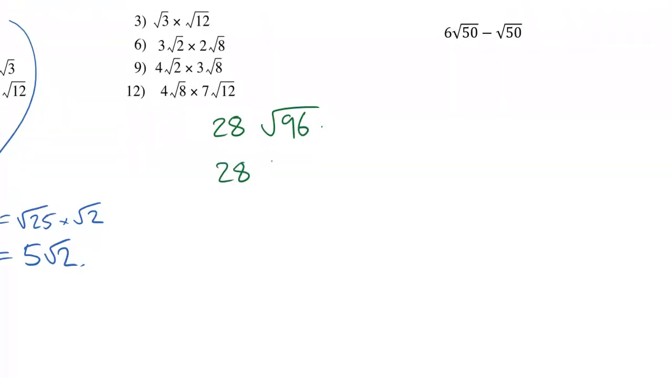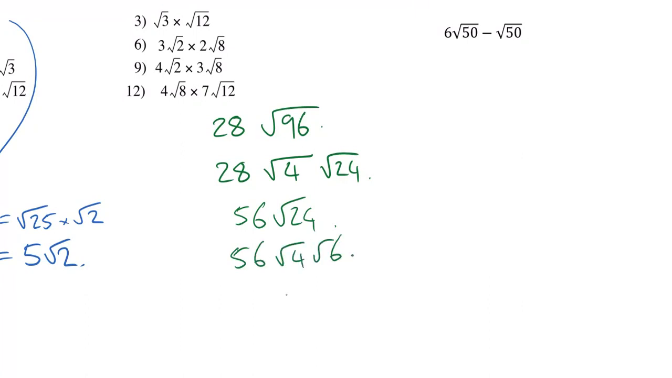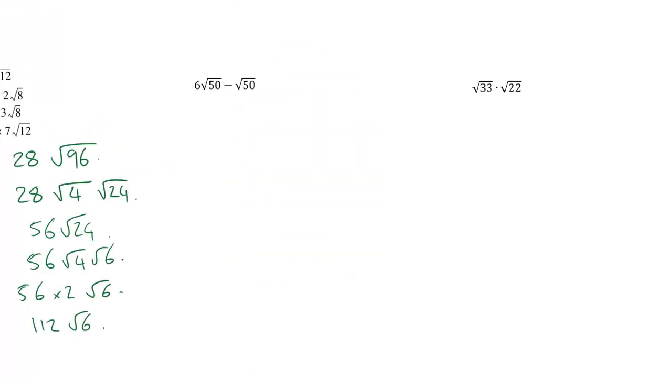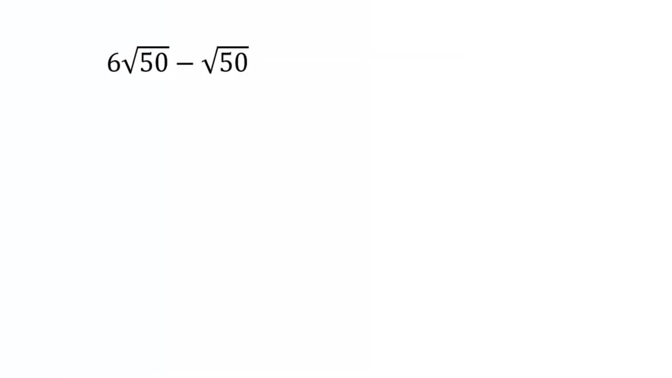Now, I don't know if this is more difficult or more easy for you. There's loads of techniques that are going to work. So 96 certainly divides by 4. So it's going to be 24 times 4 there, look. So, and root 4 is 2. So I could, hopefully you'll see I can jump to 56 root 24, and then 56 times root 4 root 6, which is 56 times 2 root 6, which is exactly the same as last time, 112 root 6. So there are multiple ways of doing this. Okay, let's have a quick look at a couple of additional questions just at the end of this video.